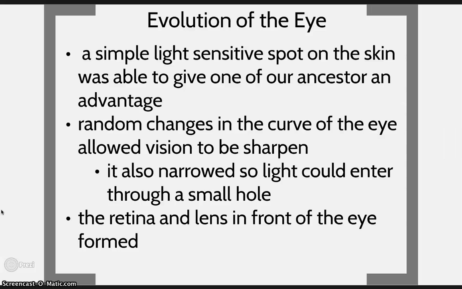Evolution of the eye. A simple light-sensitive spot on the skin was able to give one of our ancestors an advantage. Random changes in the curve of the eye allowed vision to be sharpened. It also narrowed so light could enter through a small hole. The retina and lens in front of the eye are formed.